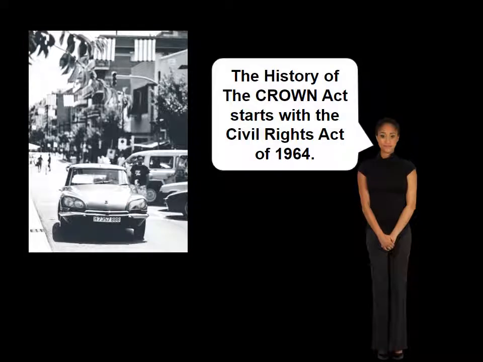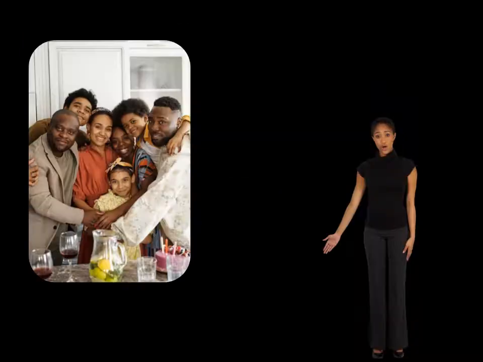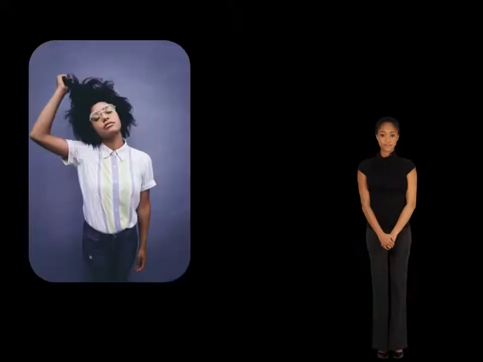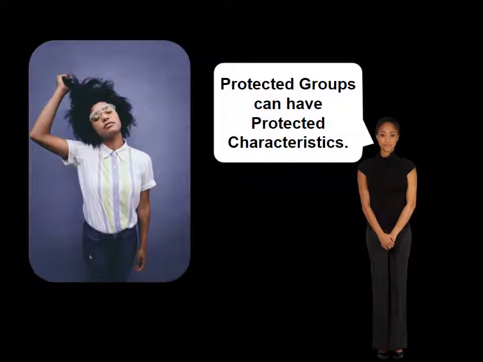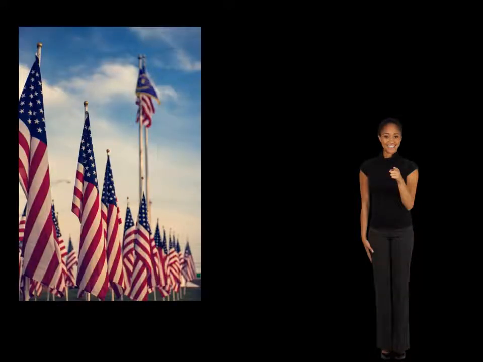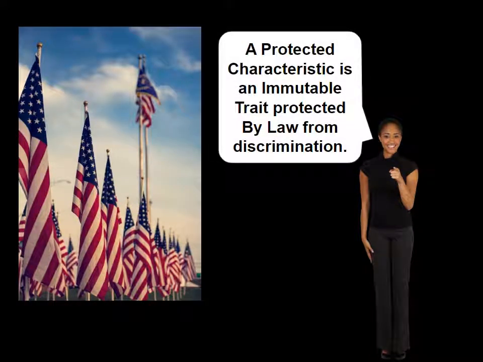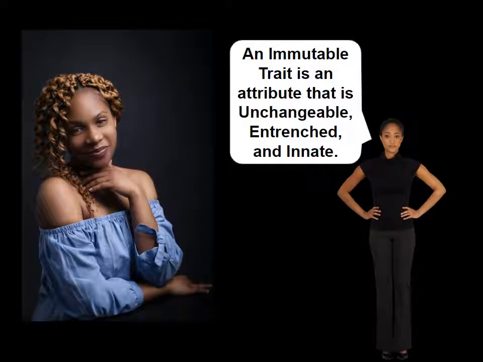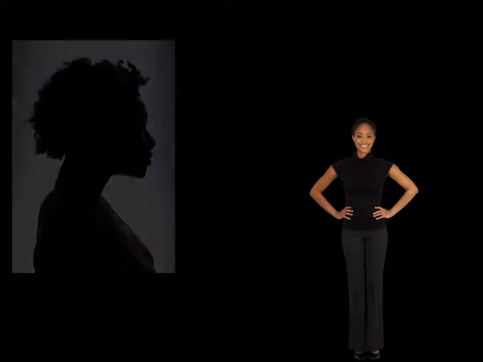The history of the Crown Act starts with the Civil Rights Act of 1964. Section 7 of the 1964 Civil Rights Act created protected groups. Protected groups can have protected characteristics. A protected characteristic is an immutable trait protected by law from discrimination. An immutable trait is an attribute that is unchangeable, entrenched, and innate.